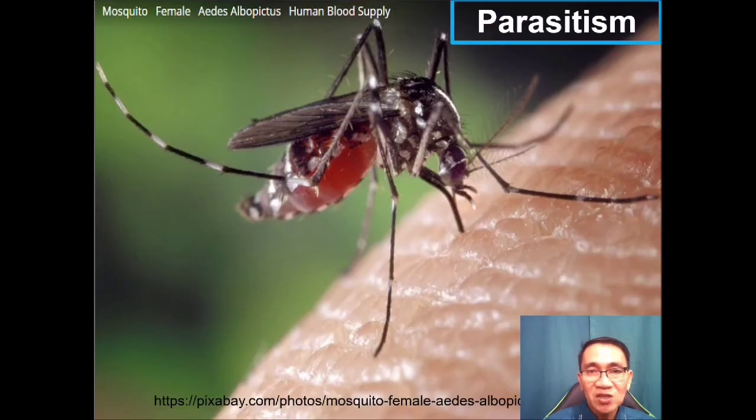Some parasites live outside the body of the host, like the mosquito. The mosquito is a parasite that lives outside the body of the host. It sucks blood from the skin of man, which is the host.